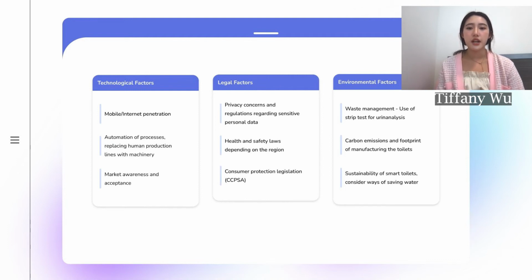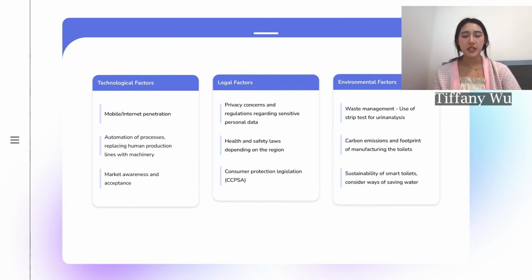Finally, for the environmental factors. Firstly, waste management is something we must consider because we utilize one-time use tests to conduct urinalysis. So how can we dispose of them effectively and reduce our environmental impact? Carbon emissions from manufacturing the toilets are also another concern because utilizing heavy machinery and automation can be very harmful to the environment. The final environmental factor is the sustainability of our smart toilets. This means conserving water and energy resources and preventing environmental pollution from contaminated wastewater, and also ensuring that our toilets will be able to last our consumers a lifetime.